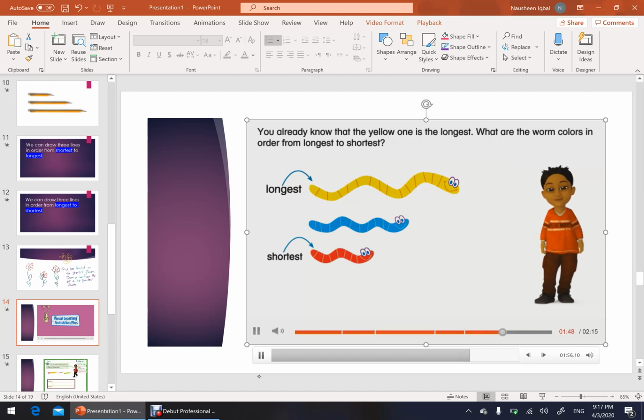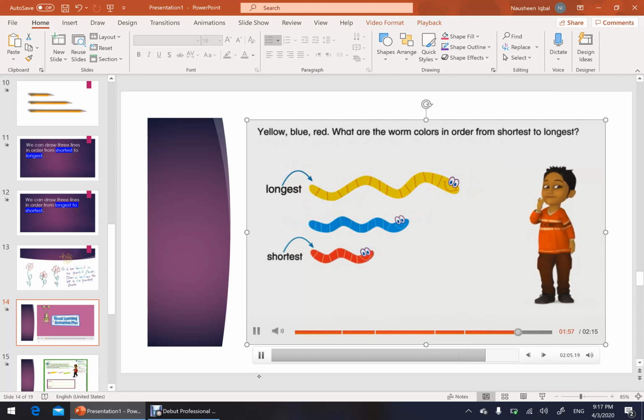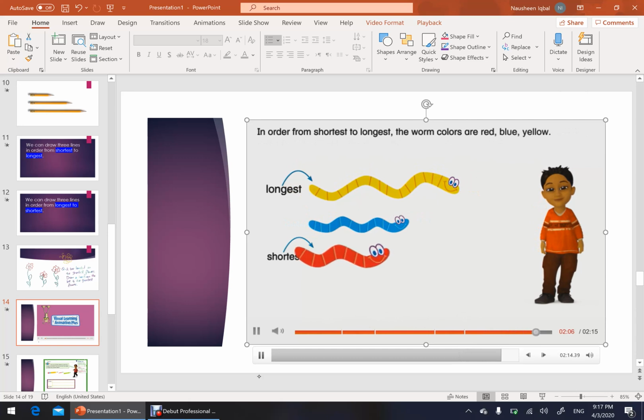What are the worm colors in order from longest to shortest? Yellow, blue, red. What are the worm colors in order from shortest to longest? Go from short to long. In order from shortest to longest, the worm colors are red, blue, and yellow. Now you know how to put objects in order from shortest to longest. So now you know how to solve the question where it says which is the longest and which is the shortest, right?